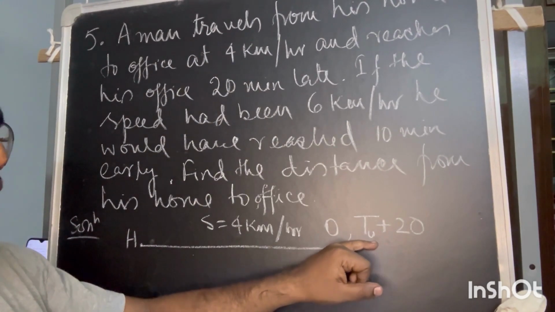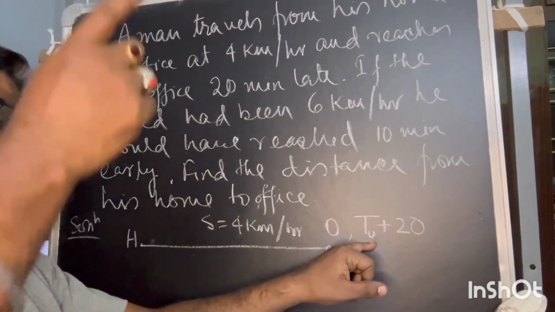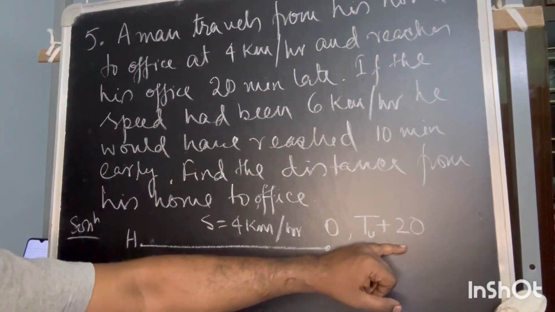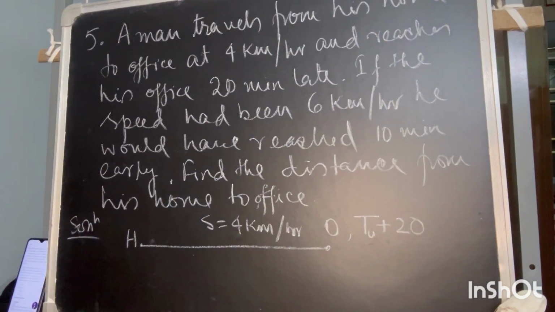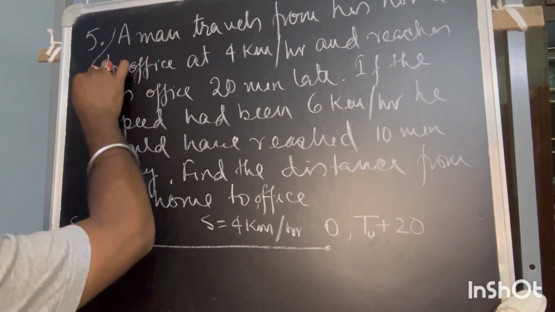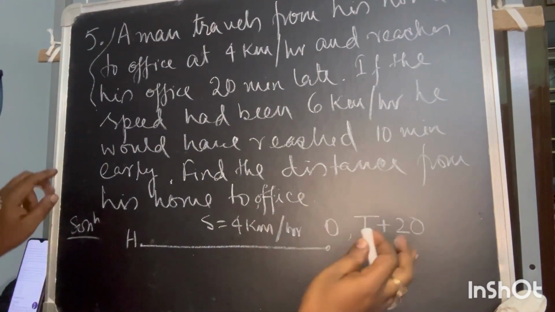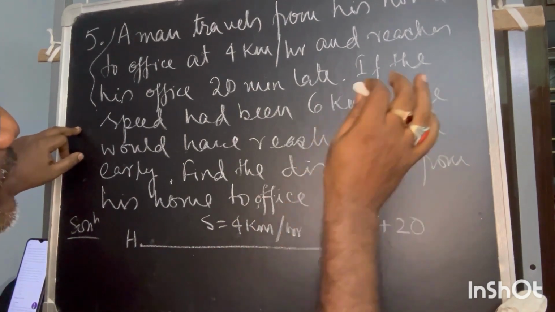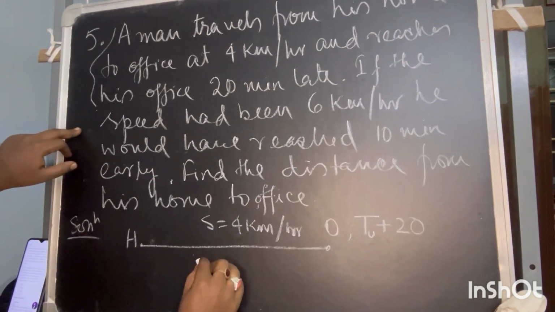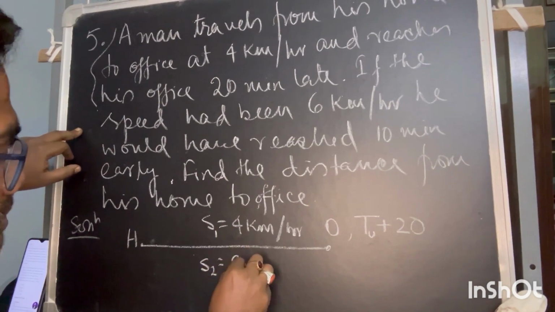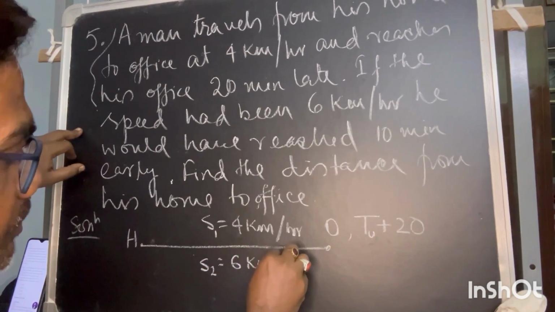So the usual time with some other speed has to be TU, but in this case it is TU plus 20. Okay, so this is the first part. I can put it into the form of this. If the speed had been 4 kilometer per hour, so this is S1. The second condition, the speed is 6 kilometer per hour.